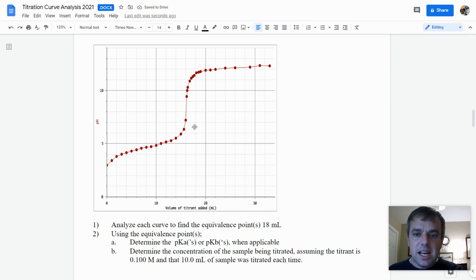The pKa, so we need to trace over to half of 18, which is 9, and see if we can find what the pH there is. It looks like it's around, I don't know, 4.6 or 4.7 would be the pKa. Kind of guessing there.